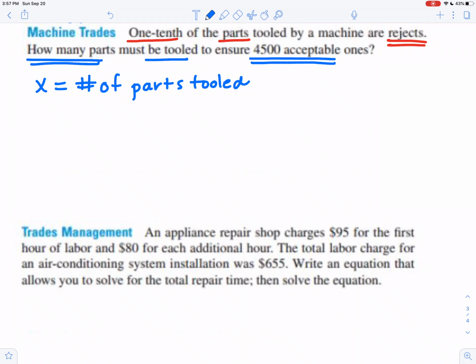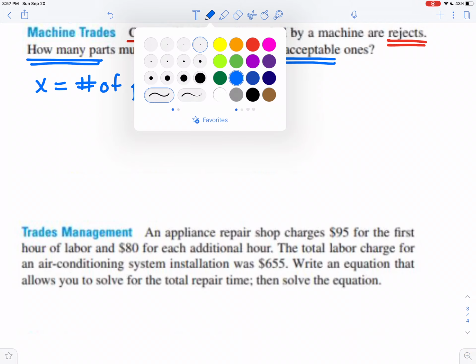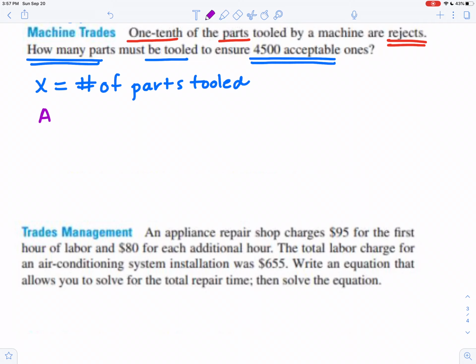All right, so we're talking about coming up with 4,500 acceptable parts. Let's talk about just that for a minute and what that means. Remember I told you this in class too, sometimes it helps me to write it out in words first. So the number of acceptable parts is going to be equal to the total number of parts that are tooled minus the parts that are rejects.